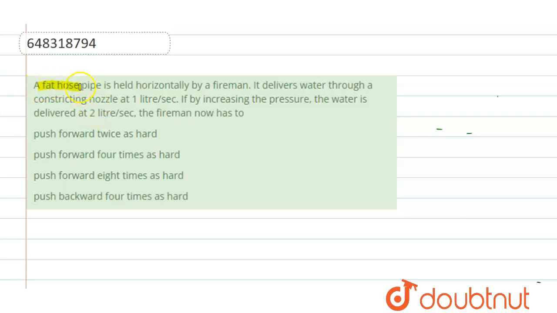Hello, students. So the question says, a fat hose pipe is held horizontally by a fireman. He delivers water through a contracting nozzle at 1 liter per second. If by increasing the pressure, the water is delivered at 2 liter per second, the fireman now has to.